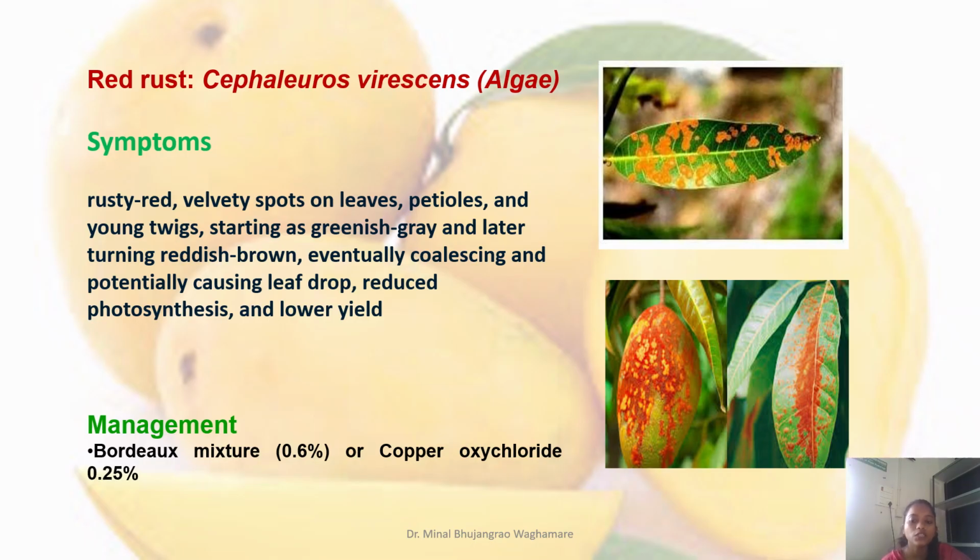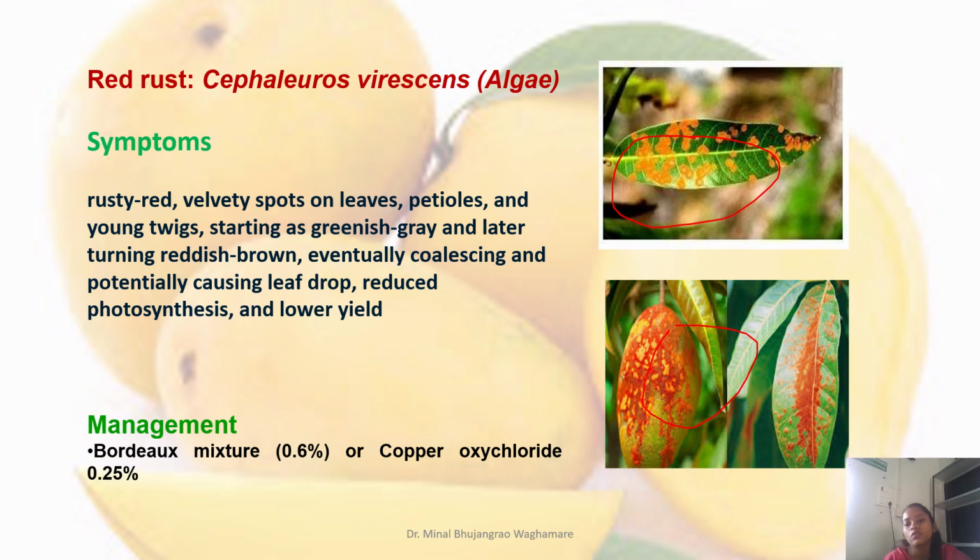Coming to our first disease, that is red rust. The causal organism is Cephaleuros virescens. It is an algal disease; red rust is caused by algae. In this, rusty red and velvety spots appear on the leaves, petioles and some young twigs. So we can see here, these rusty red spots are appearing on leaves as well as on fruits too.